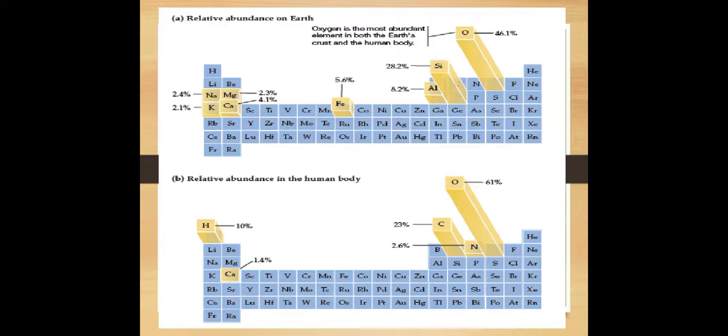But let's look at the relative abundance in the human body. In the human body, carbon is 23%, nitrogen 26%, hydrogen 10%, calcium 1.4%.